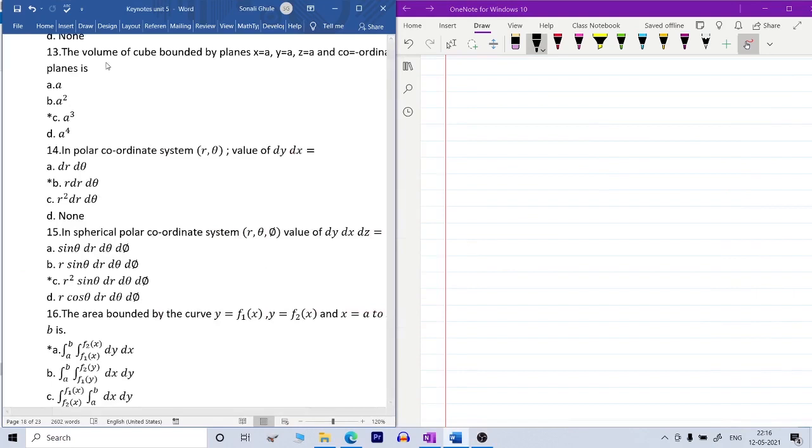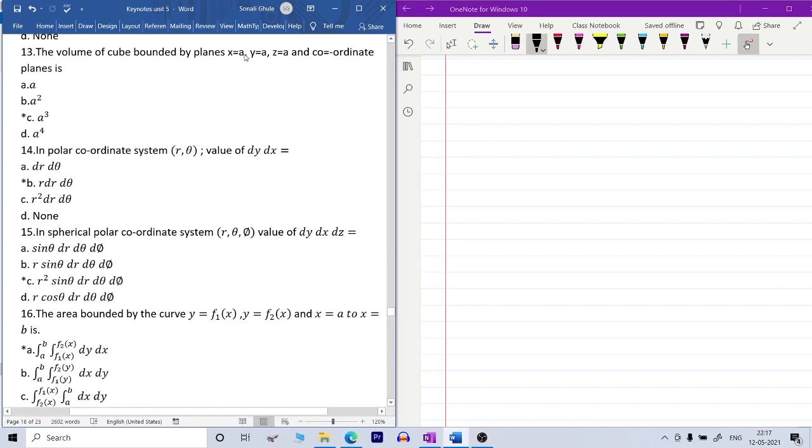Now next example is given to us here. The volume of cube bounded by the planes x equal to a, y equal to a, z equal to a and coordinate axis. So here as you can see it is a cube, so all sides are equal, and its volume is given by side cube. So if all sides are a, then it must be a cube. That is the answer.